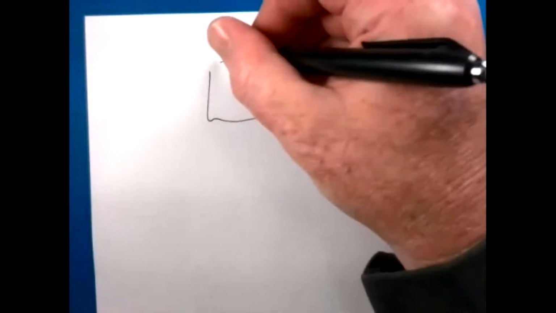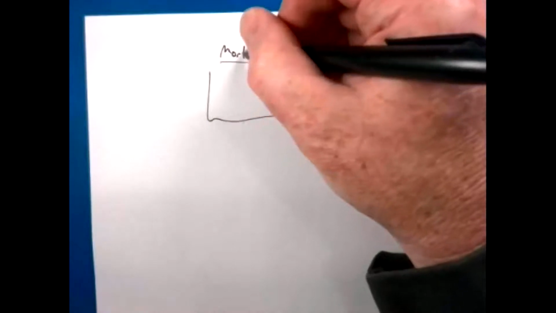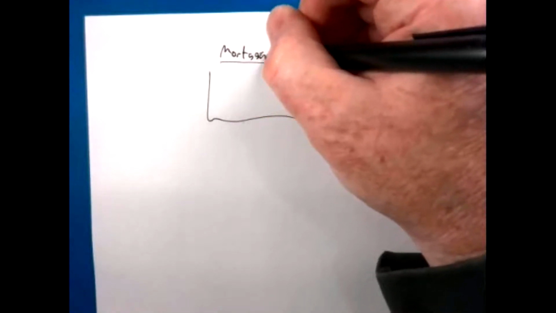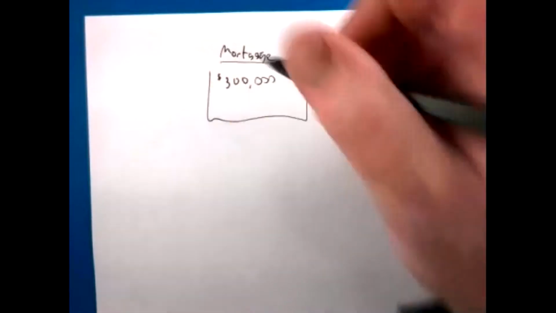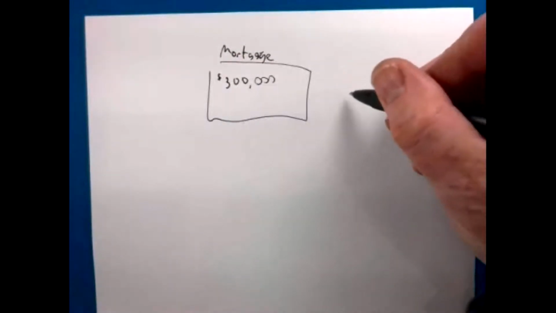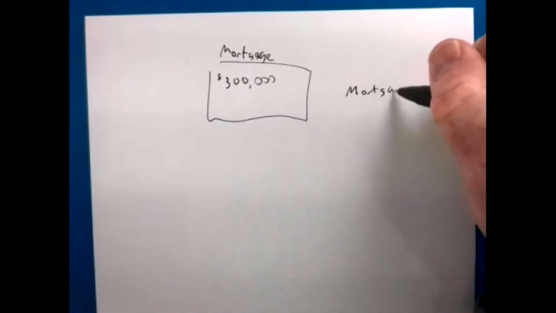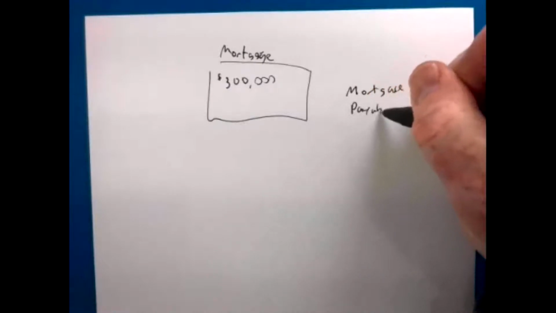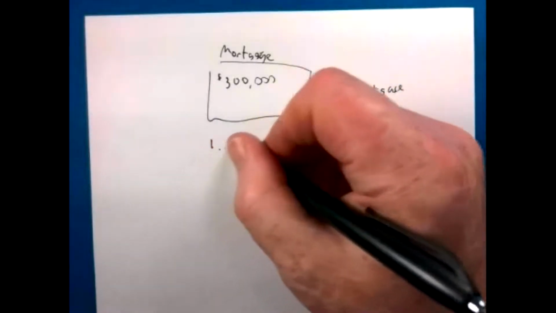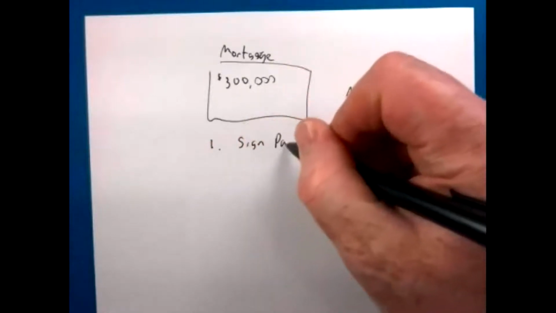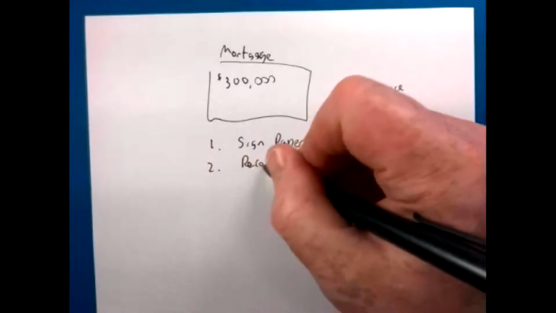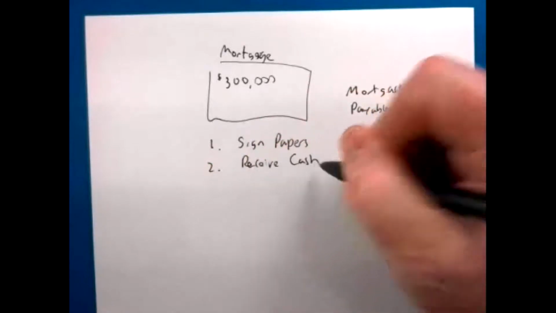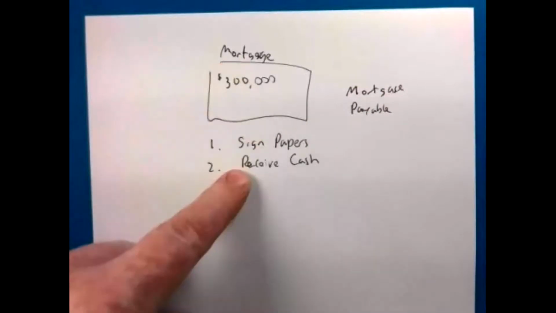Let's say you have a loan, a mortgage from the bank, and let's say it's for $300,000. And that would just be a mortgage payable. You would sign the papers, and you would receive the cash. Okay, so this is a regular old mortgage.